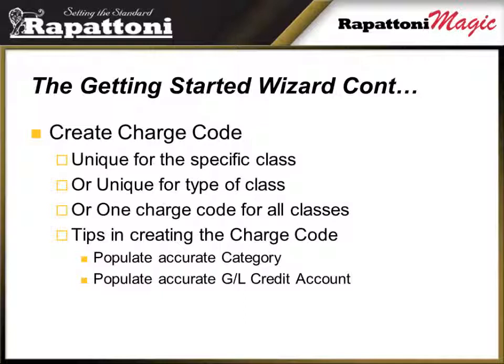But of course, as you can see, there'd be a lack of accounting tracking in that case. So the more unique your charge code is for each specific class, it is definitely a lot easier to track on the accounting side. And then also we talked about a couple of tips in creating the charge codes. Make sure you have an accurate category so it follows the accounting rules that it needs to, as well as populate an accurate GL credit account so it's going to the accurate GL account in your accounting software.